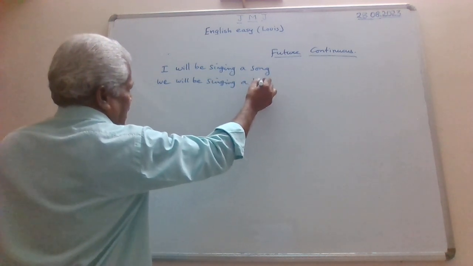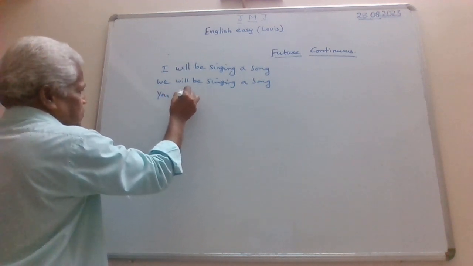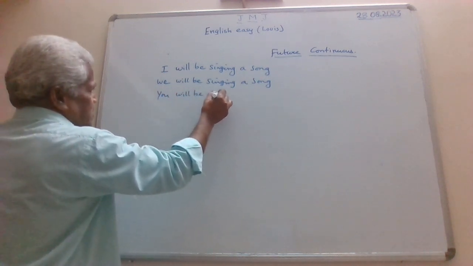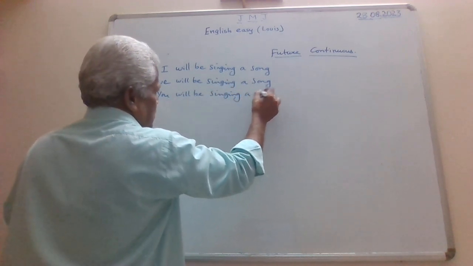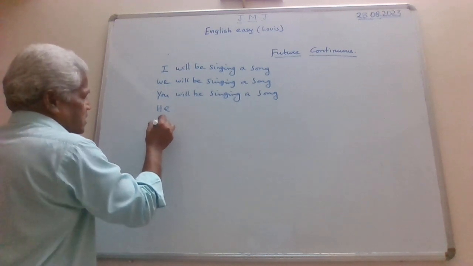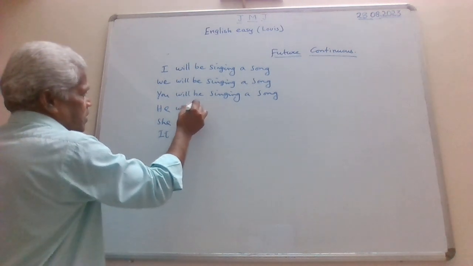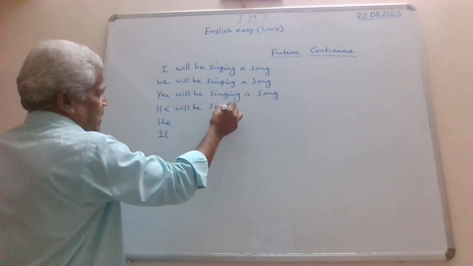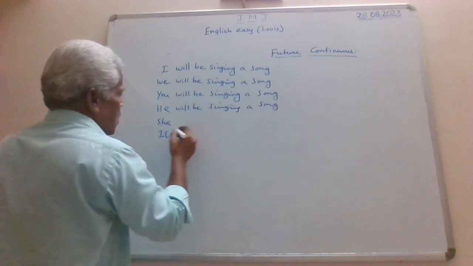We will be singing a song. Then for the second person also, you can use the same verb, same formation of verb. See? And then for third person singulars, he will be singing. See? He will be singing a song.